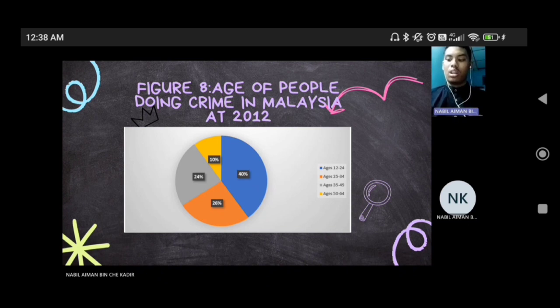The percentage of people doing crime at age 12 to 24 years old is slightly more than at age 25 to 34 years old. Also, there is a nearly equal percentage of people doing crime at age 25 to 34 years old and at age 35 to 49 years old, differing by 2%. Lastly, there is over 30% more people doing crime at age 12 to 24 than at age 50 to 64 years old.